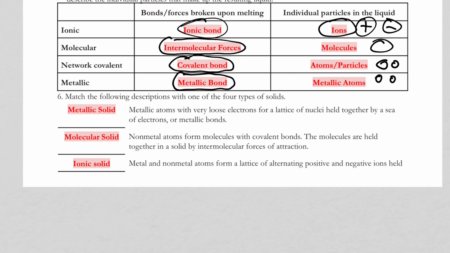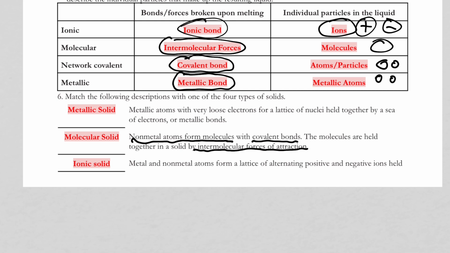Molecular solids are usually nonmetal atoms that form molecules. That's the key word here. Molecules is what defines a molecular solid. And they are connected together by covalent bonds, but that's within the molecule. The molecules are held together by intermolecular forces of attraction.